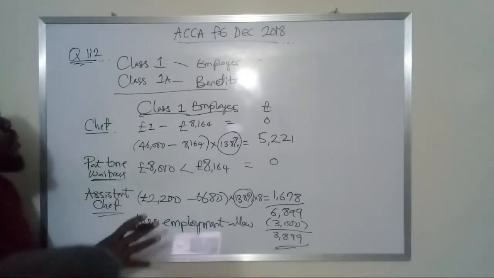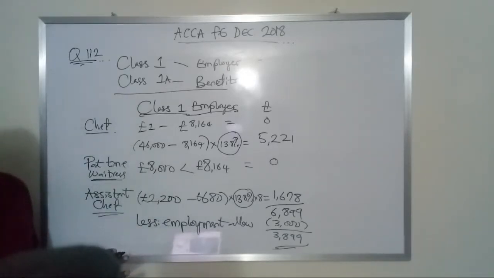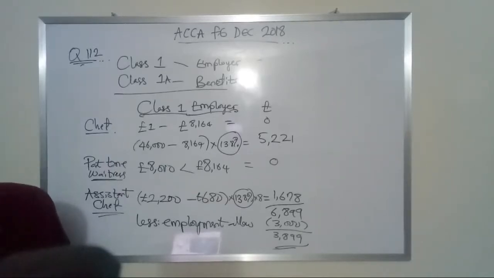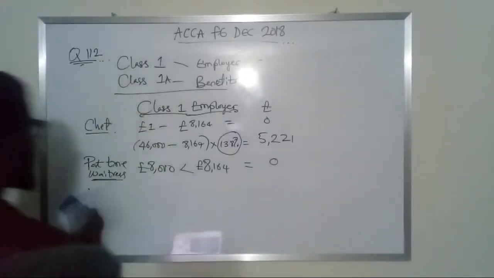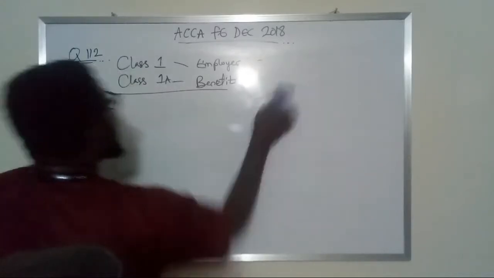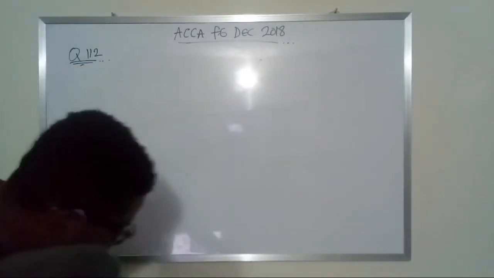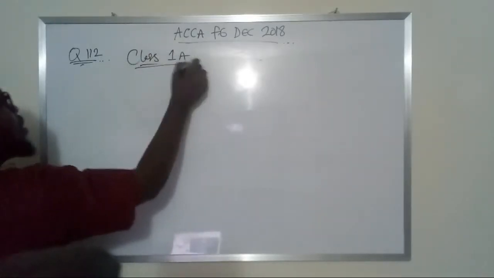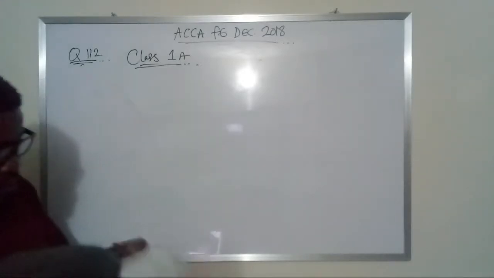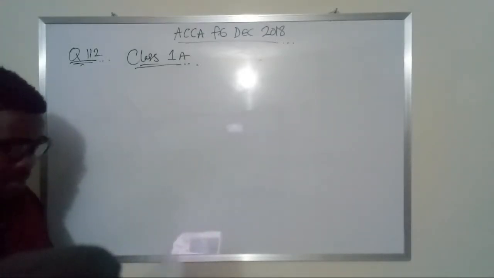So can I claim this so that we can do the benefit part? You are good, so we can do the benefit part. They were quite lucky, class 1A. From the question, we're quite lucky we don't have many benefits in here.